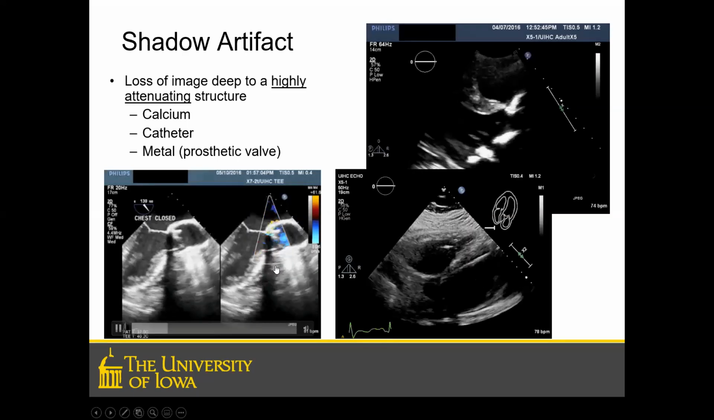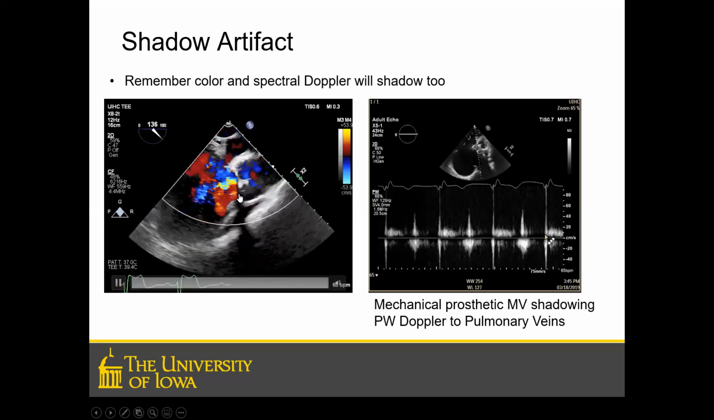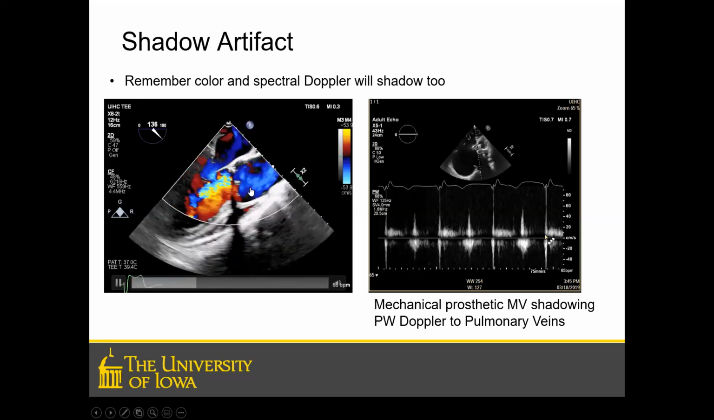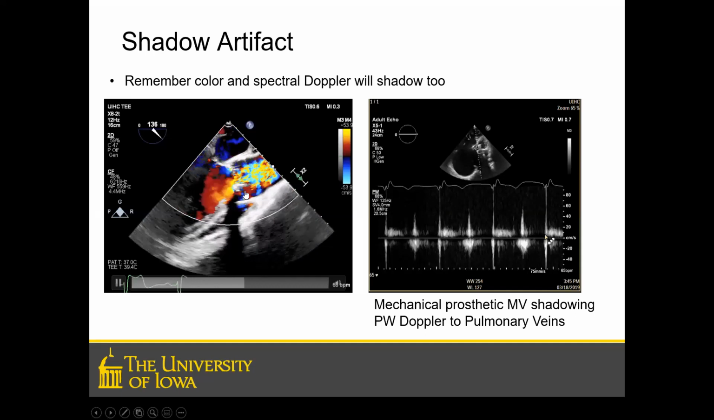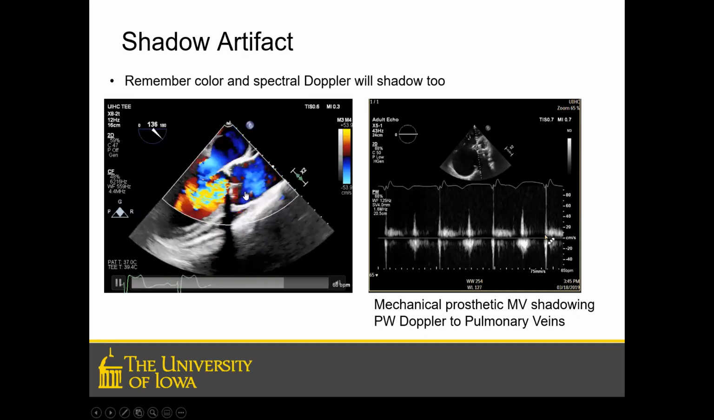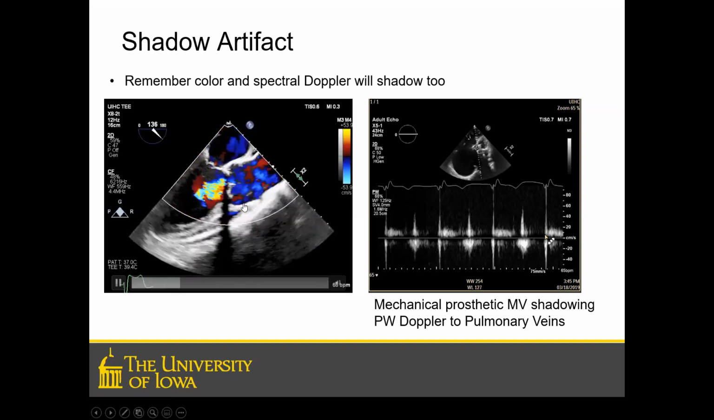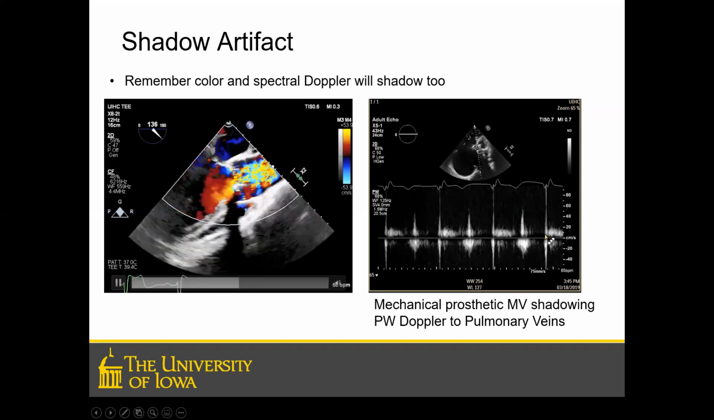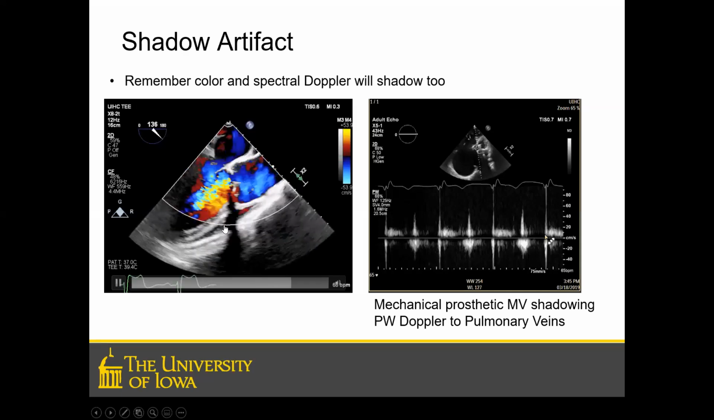What's important for you to remember as well is that the shadows shadow the 2D image, and they also shadow the color. So common questions I would think that would be asked of you are, if you have a prosthetic mitral valve, for example, you cannot evaluate for MR in the apical window because it's going to shadow the color as well as your spectral Doppler. It has to be evaluated from the parasternal long axis, for example.